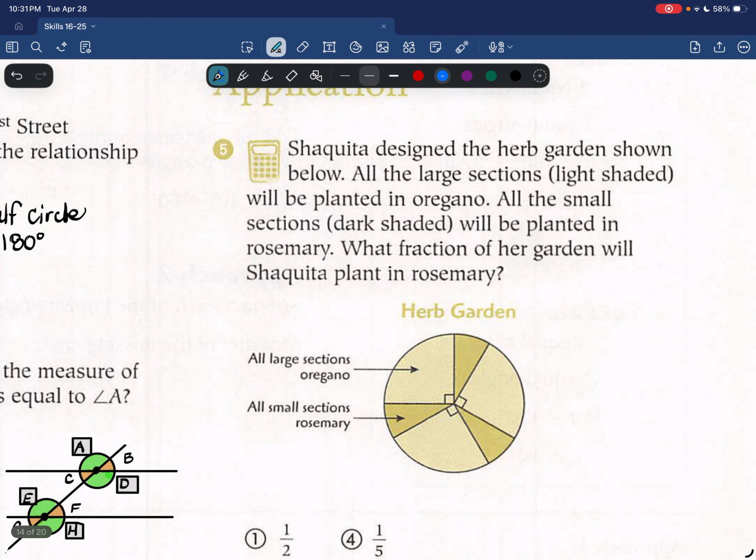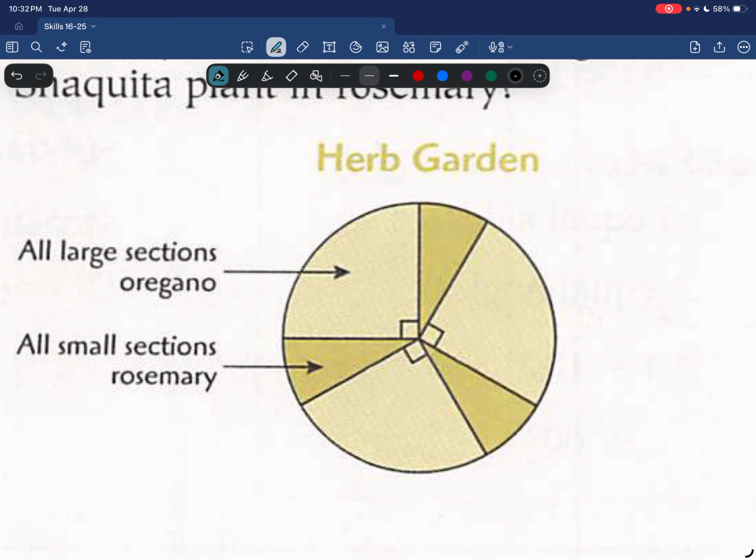Shakita designed the herb garden shown below. All the large sections, the light shaded, will be planted in oregano. All the small sections, the dark shaded, will be planted in rosemary. What fraction of her garden will Shakita plant in rosemary? All right, be careful here. You have to know what these mean. I actually love this question.